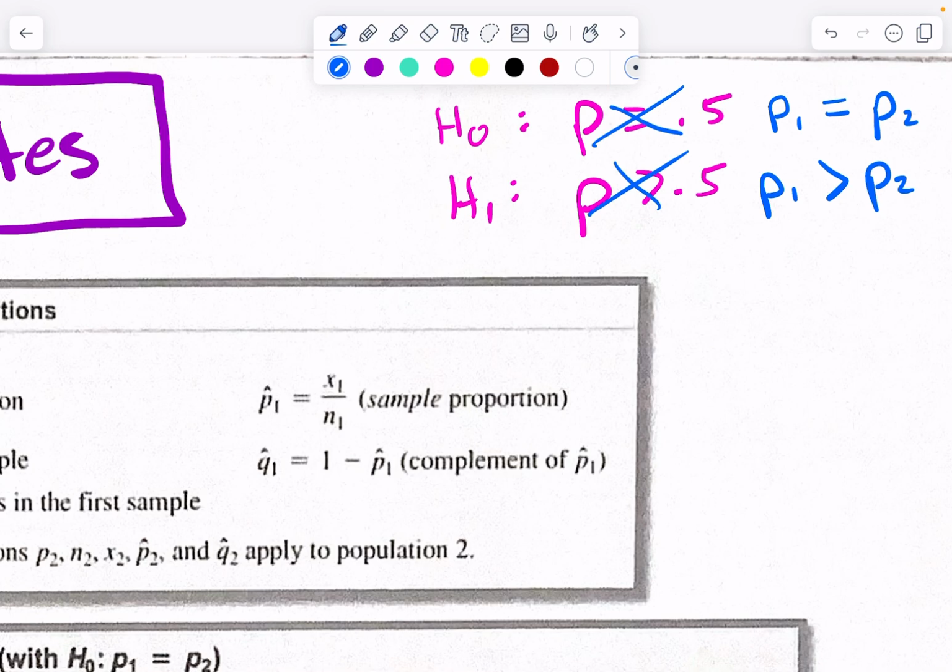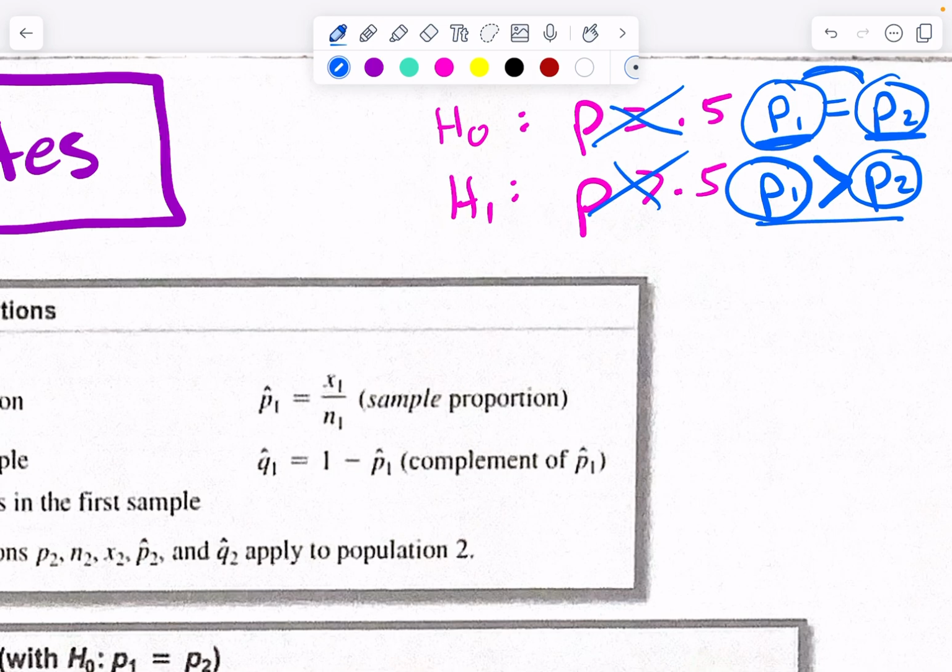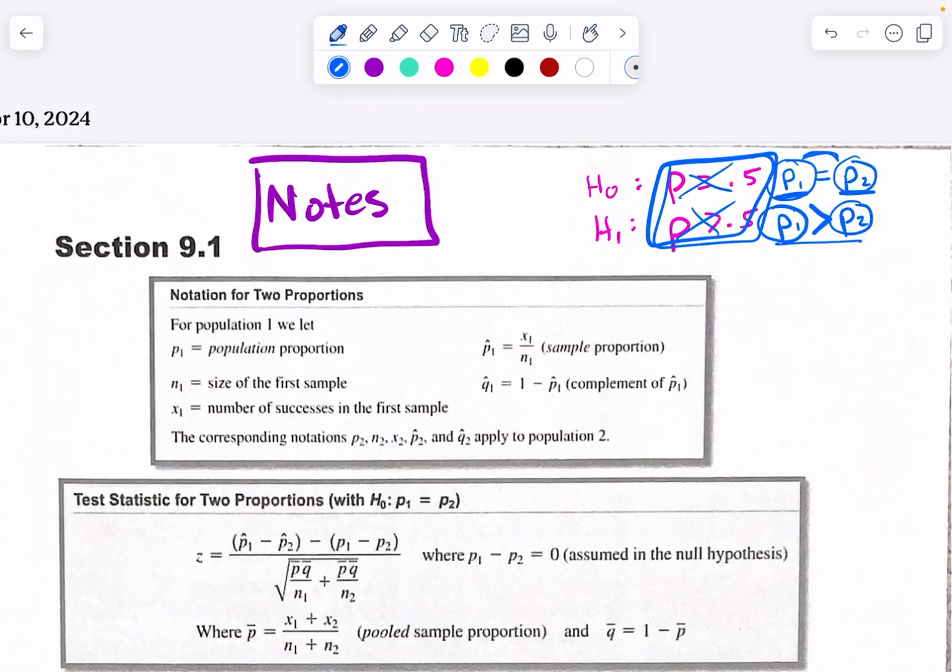So let's say I'm talking about test scores of students in one class period versus another class period, okay? And so let's say I'm talking about the proportion of people that pass, passing in one class and passing in another class. Let's say the percentage of people that pass is the same. But then I'm going to compare that down below and say, okay, let's say instead that my first period class has a higher pass rate, greater than the second period class. Okay, so now instead of comparing it to a number like we did in chapter 8, we're comparing two sets to each other. And it's exactly the same hypothesis testing.